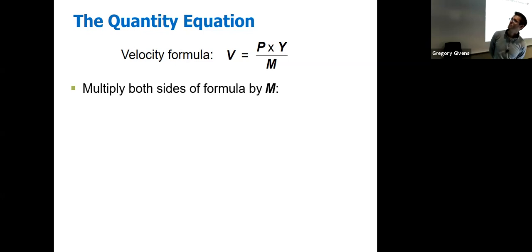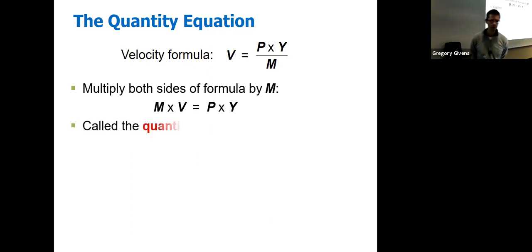All we have to do is multiply both sides of that formula by the money supply, and we get that M times V is equal to P times Y. The money supply times the income velocity of money should be equal to nominal GDP. This is called the quantity equation. It's traditionally called the quantity equation because it shows us how the quantity of money in our economy is related to the nominal value of income overall.